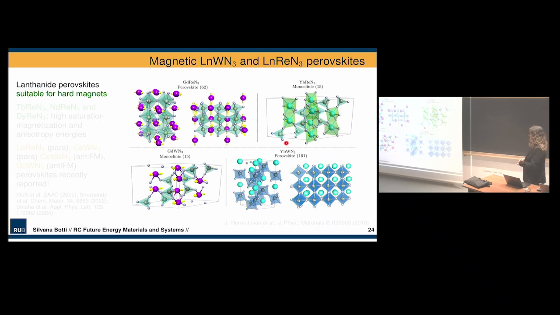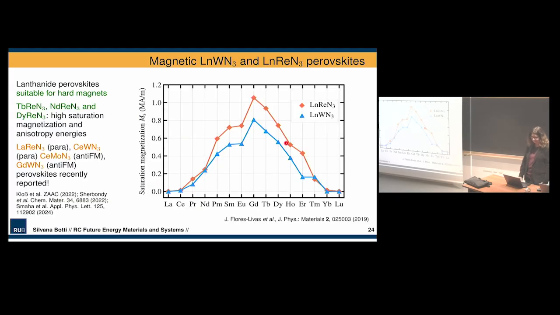And we looked at magnetic phases. We didn't look in detail at antiferromagnetic phases because the size of the simulation was getting very large. Still, we predicted that some of these perovskites could have interesting ferromagnetic properties with high saturation magnetization and also high anisotropic energy. Maybe not so high Curie temperatures, but still we thought it was interesting to look at this composition. And some of them were very recently made, also some in 2024.